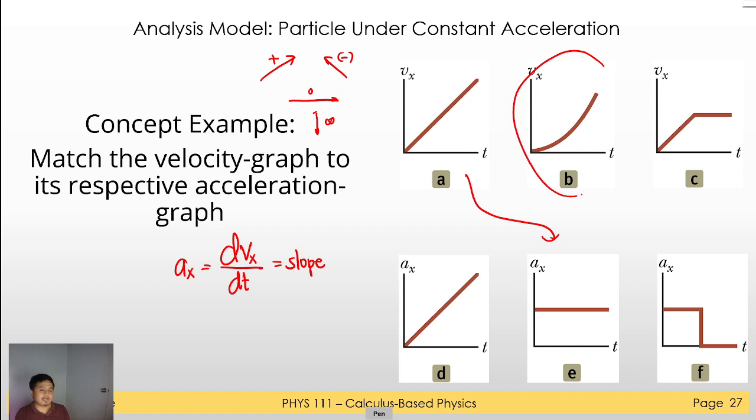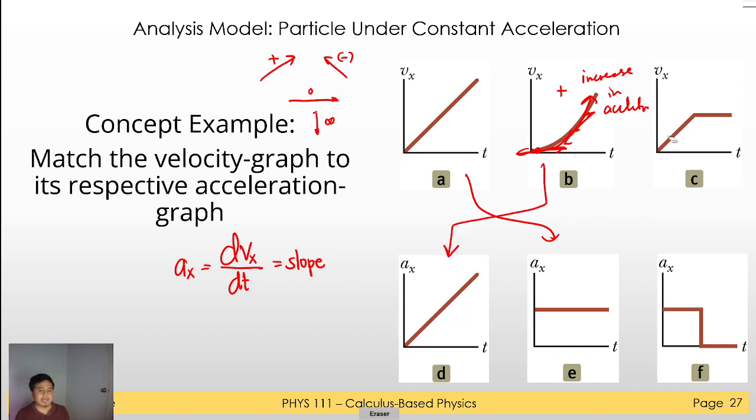For letter B here, the velocity is increasing in a positive manner. So the acceleration should be positive and it is steadily increasing. The slope of this graph is steadily increasing. Therefore, there is a gradual increase in acceleration. So therefore, this should be matched to this one.